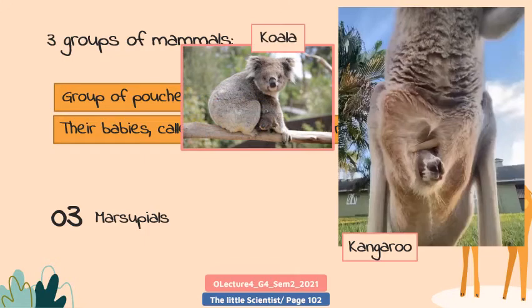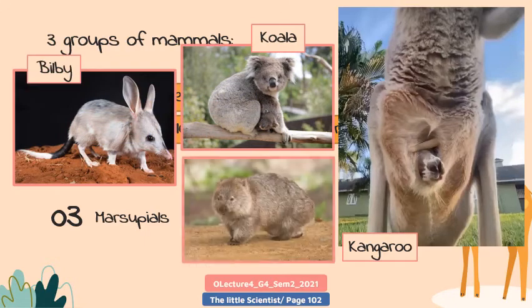Kangaroos, koalas, bilbies, and wombats are marsupials. So again, marsupials are pouch mammals. The female marsupial has a pouch in its body to put its joey inside until it is mature enough to leave its pocket and start its life.